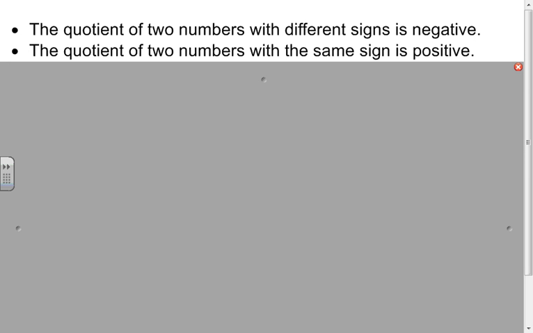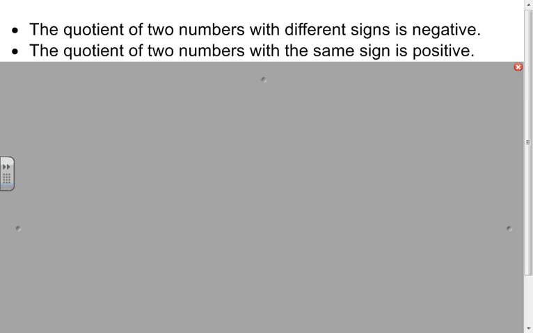Okay, those are the rules for multiplication. The rules for division are similar. Remember, quotient means division. So the quotient of two numbers with different signs is negative. The quotient of two numbers with the same sign is positive. So it's the same thing as multiplication.